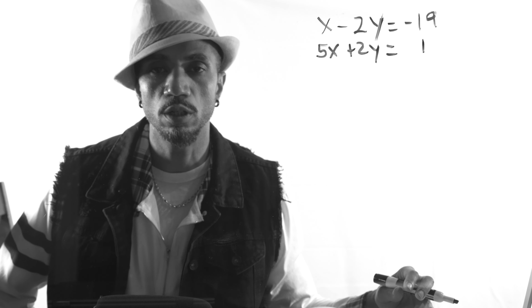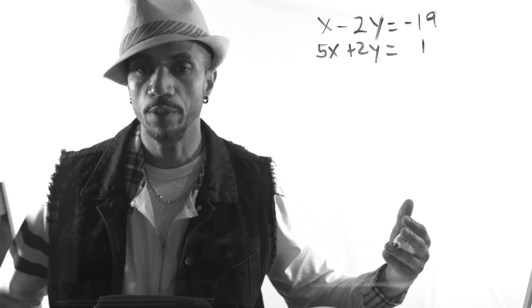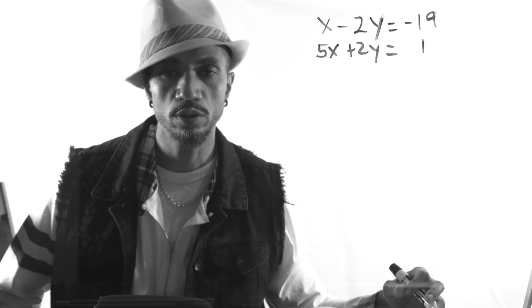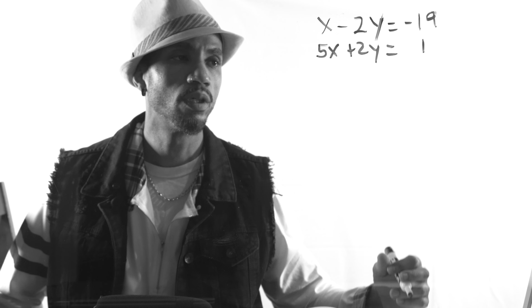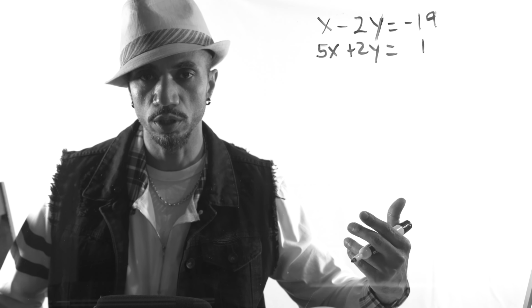Okay, let's talk about how we can solve a system of equations using the elimination method. Again, there are different types of methods you can use to solve a system of equations, and elimination is one of them. And like the name suggests, you're going to want to eliminate one of the variables from the beginning, okay?